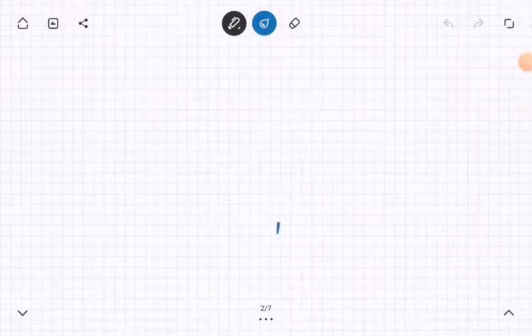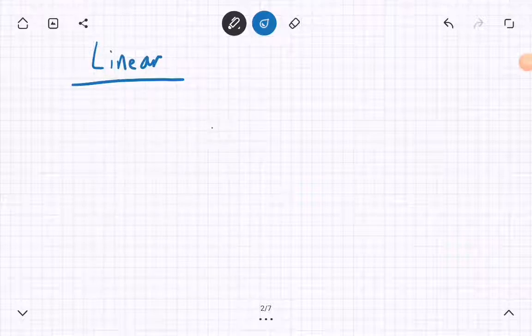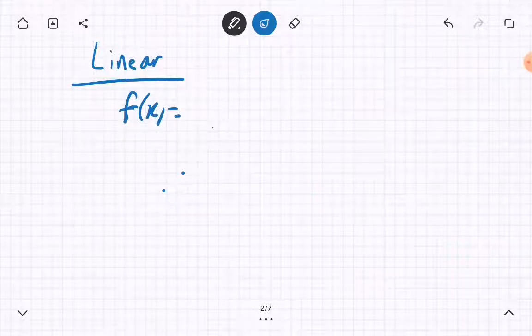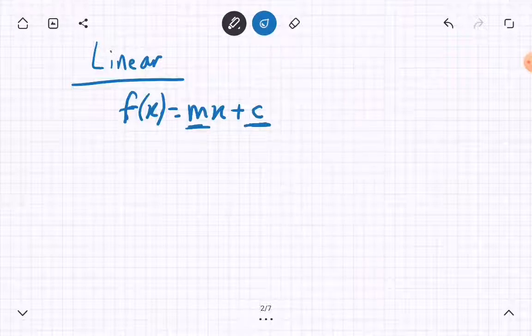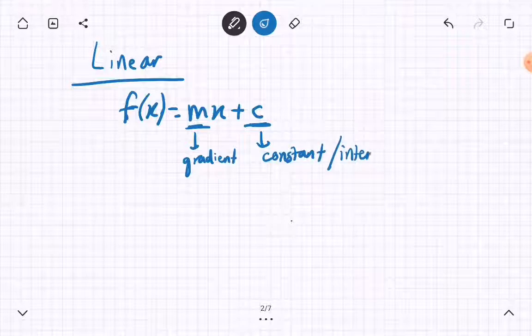So what we saw just now is an example of a linear function. A linear function has the form f(x) equals mx plus c. m and c are just constants. We call m the gradient, which is how steep the graph is, and c is the constant, or the intercept. So c will be where the function cuts the y-axis. So now you have the graph.